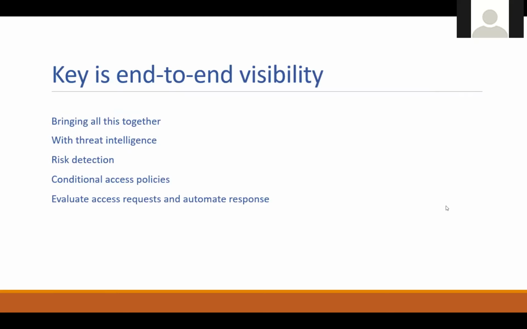Another key to zero trust is having end-to-end visibility. So bringing all of these 6 different vectors together to assess policy decisions, to look at for threat intelligence, to identify risk detection and evaluate access requests and automate responses.